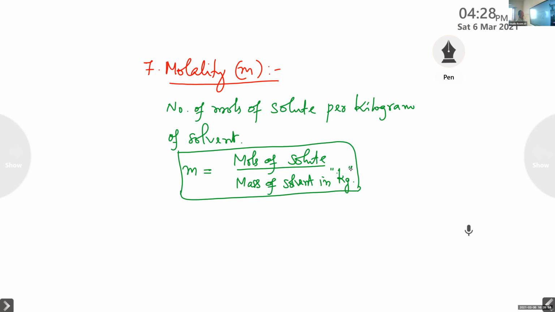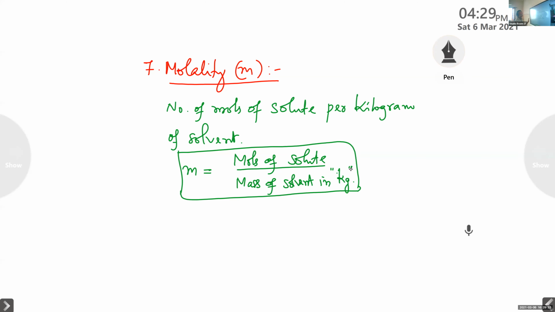Moles of solute and mass of the solvent. So the number of moles of a solute by the mass of a solvent in kilograms. In this, there is no volume term. We have only the mass term. So this is independent of temperature. A concentration term depends on temperature if there is a volume term. We mentioned that when we were dealing with molarity.